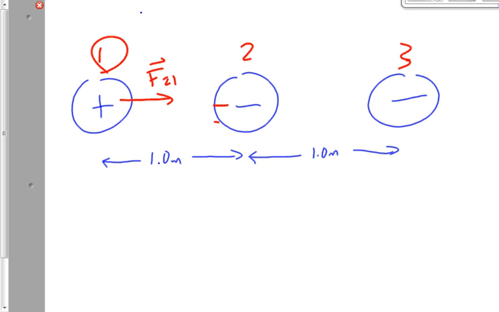No, that was the last problem. Now we care what happens to number 1. Okay, let's find the force of 3 on 1. Is there a force, by the way, of 3 on 1, even though 3 is way over here? Sure there is.